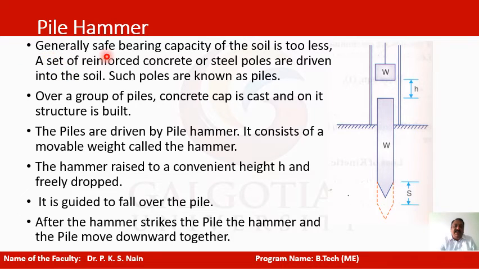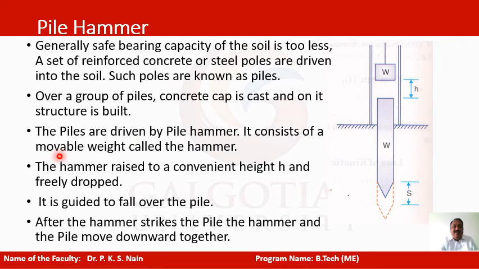Generally, the safe bearing capacity of soil is too low, and hence a set of reinforced concrete or steel poles are driven into the soil, and such poles are known as piles. Over a group of piles, a concrete cap is cast, and onto this the structure is built. And the piles are driven by a pile hammer.